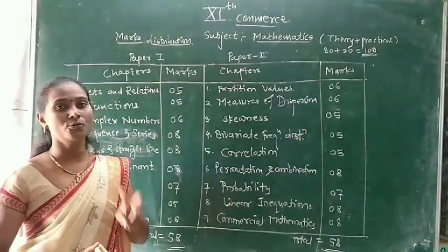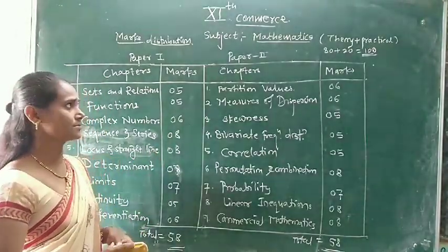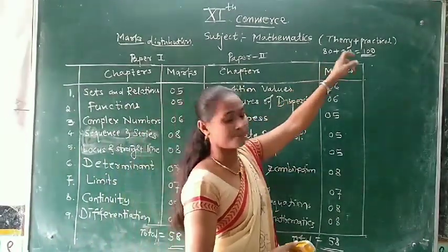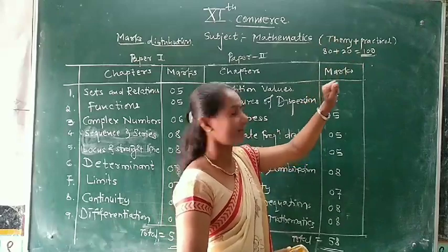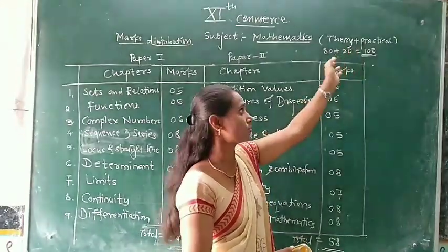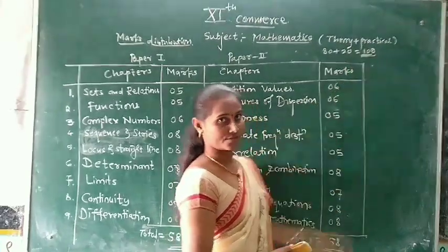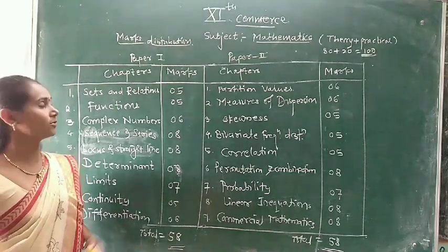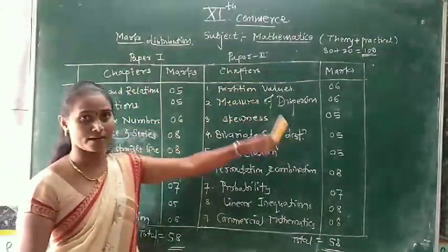There are two papers in our mathematics. In mathematics we distribute the marks into theory plus practical. There is theory of 80 marks and practical of 20 marks, so in total we will get 100 marks. And there are two papers of our mathematics: this is paper first and this is paper second.